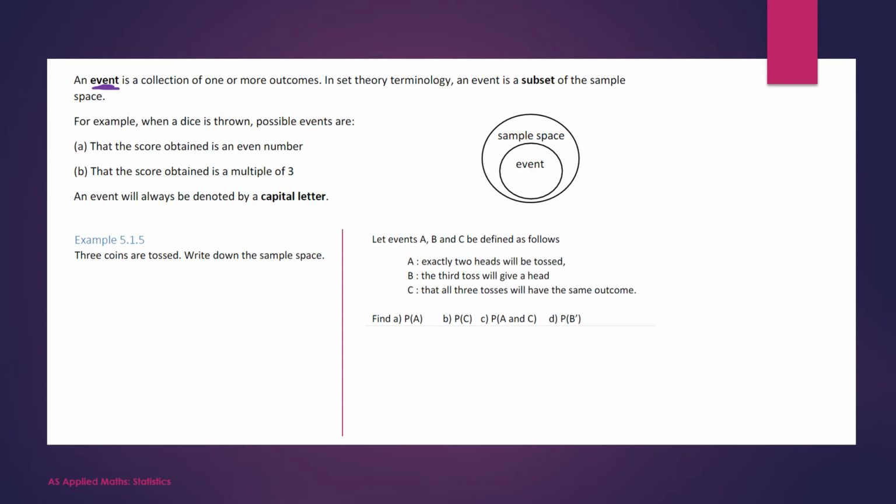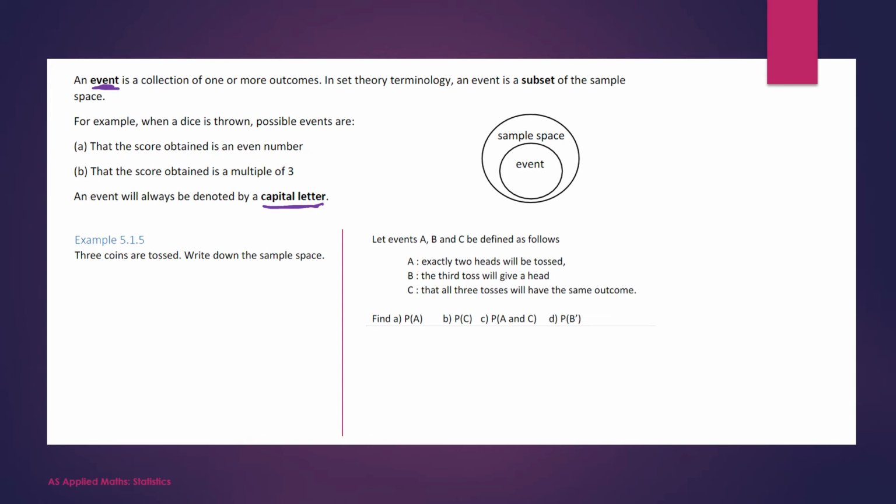So, for example, when a dice is thrown, possible events are that the score obtained is an even number, that the score obtained is a multiple of 3, etc. An event will always be denoted by a capital letter. So that's just the way that probability is written down.